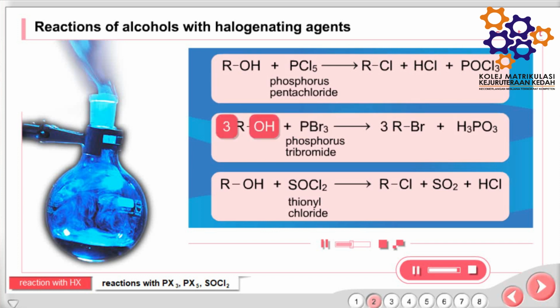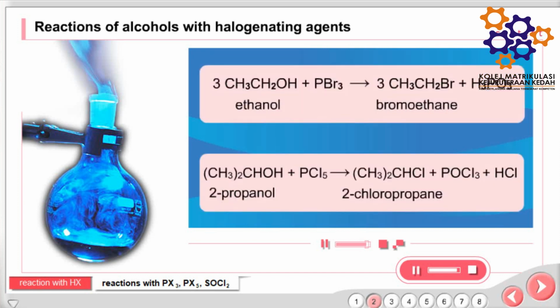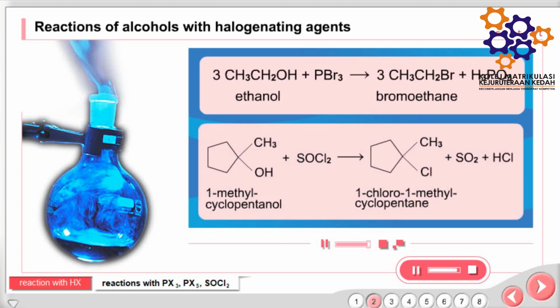3 moles of hydroxyl groups. The formation of hydrogen chloride, which is observed as white fumes upon reaction with phosphorus pentachloride, is a test for the presence of a hydroxyl group in a compound. Thionyl chloride is a useful reagent because the unwanted products, sulfur dioxide and hydrogen chloride gases, are easily removed. Examples of reactions between alcohols with phosphorus halides or thionyl chloride are shown on the screen.